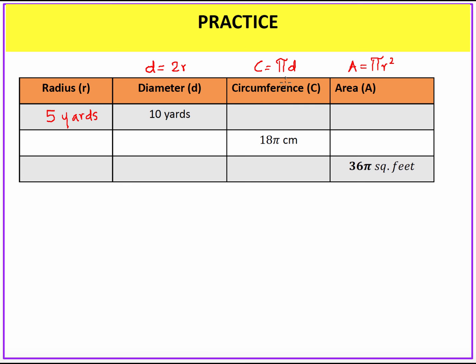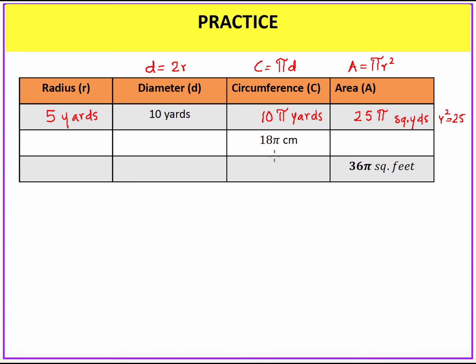The circumference is pi times the diameter. So the circumference must be 10 pi yards. And the area is pi r square. So in this case, we know r square is 25 because it's 5 times 5. So pi r square is just 25 pi. And the units would be square yards.